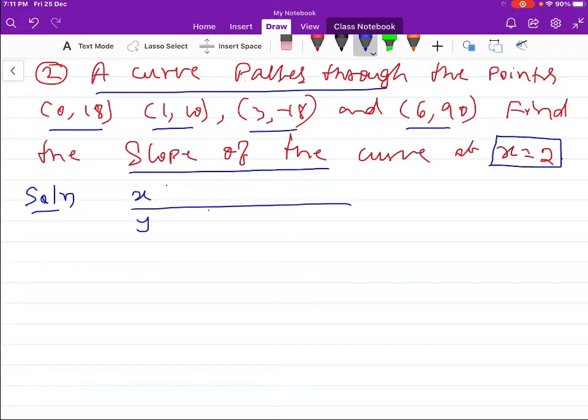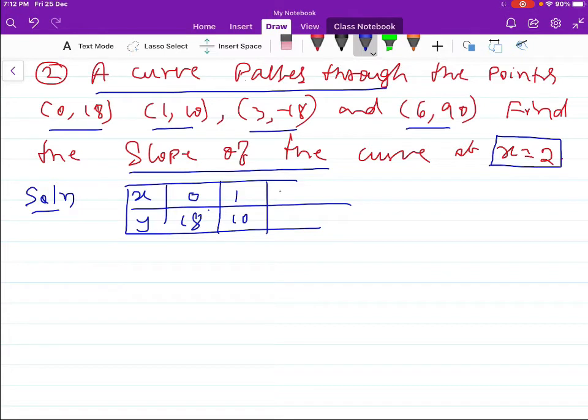Now let us move to the solution. So let us take the x and y in the table. When x is 0, the corresponding y is 18. When x is 1, y is 10. When x is 3, y is minus 18. When x is 6, y is 90.